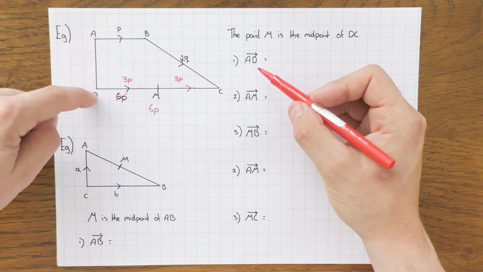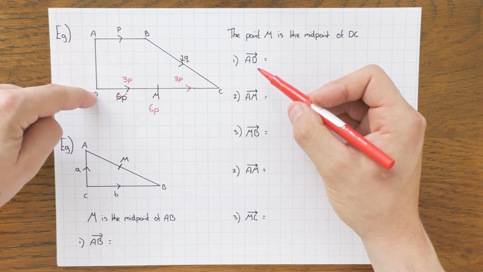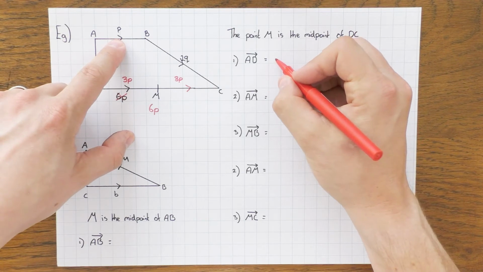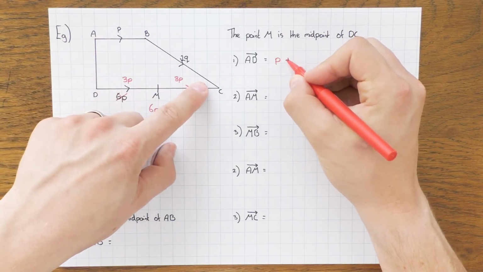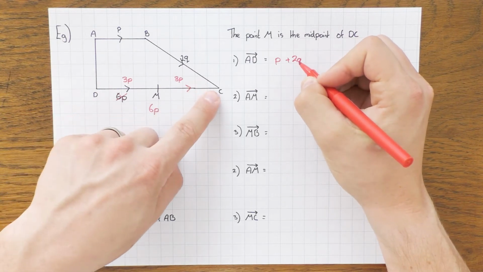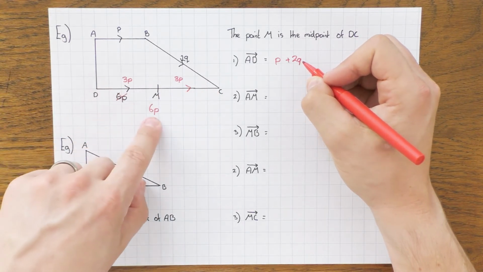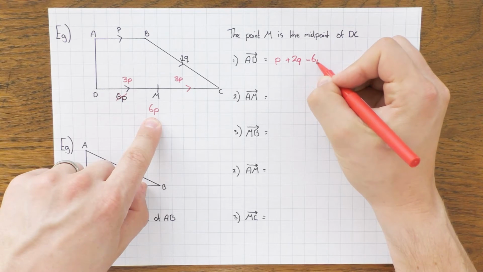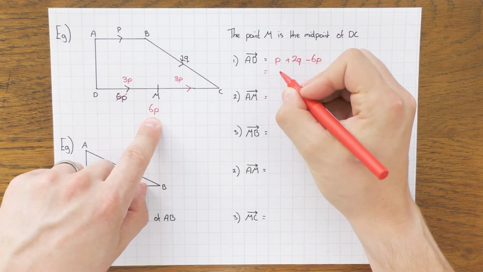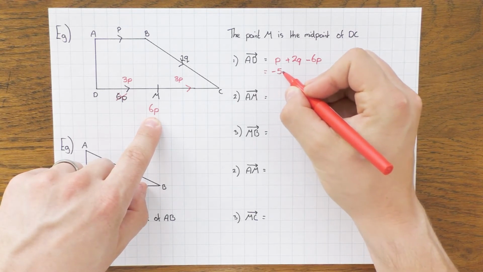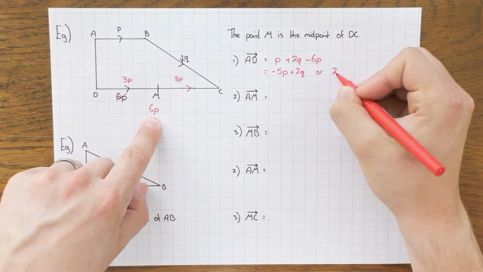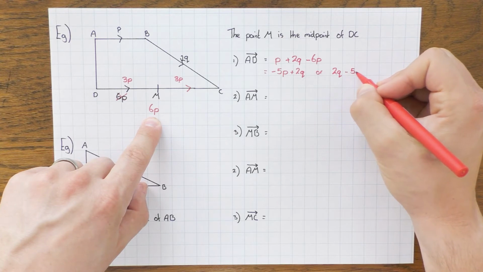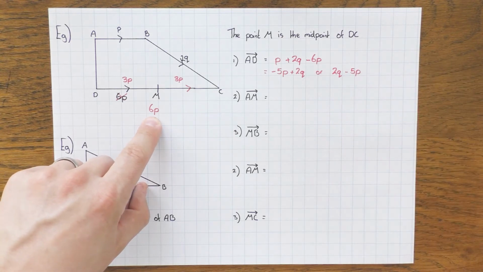So I need to go A to D. So start off at A, go to D. So I've got P in the same direction. I've got 2Q in the same direction. And I'm going in the opposite direction, so minus 6p. And then a bit of simplifying. So that's going to be minus 5p plus 2q. Or again, you might write that as 2q minus 5p just because the positive is at the front.